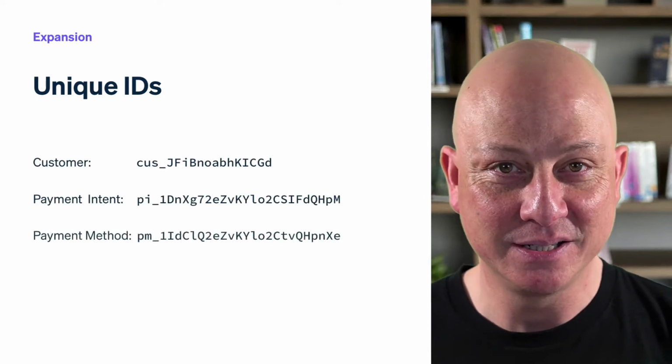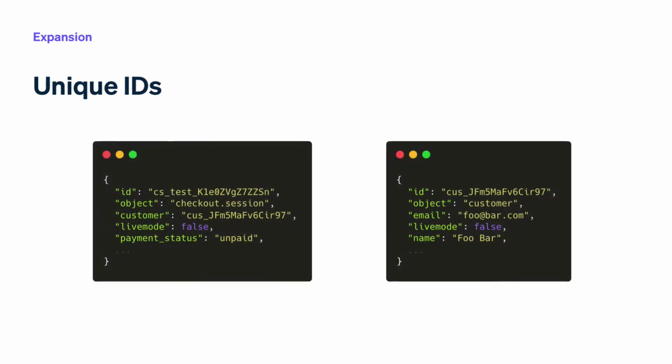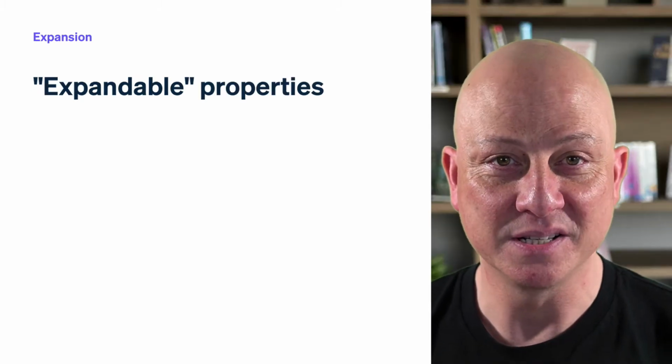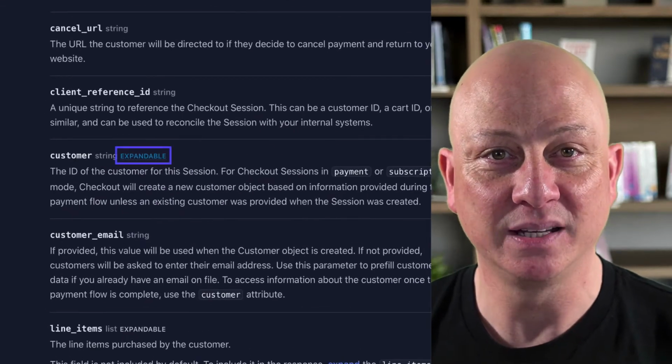You can use these IDs to retrieve, update, and delete these objects. The API also uses these IDs to link related objects together. A checkout session, for example, links to a customer by the customer ID. Not all properties can be expanded. The API reference marks expandable properties with the expandable label.